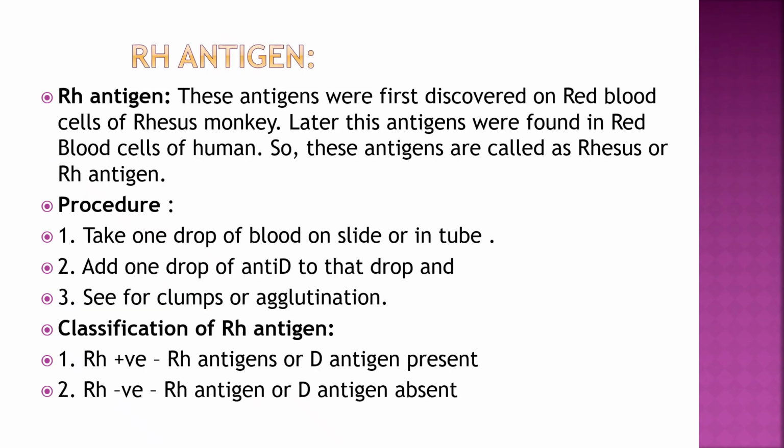Now a little bit about the Rh antigen. The Rh antigen was discovered in the rhesus monkey. One drop of blood is taken with one drop of anti-D from the kit, and we look for clumps. If you see clumps, it is Rh positive. If you see no clumps, it is Rh negative. Natural Rh antibodies are not present; they are immune antibodies. When an Rh negative person is exposed to Rh positive blood, antibodies form, called Rh antibodies. This can be seen in mismatched blood transfusion or hemolytic disease of the newborn.